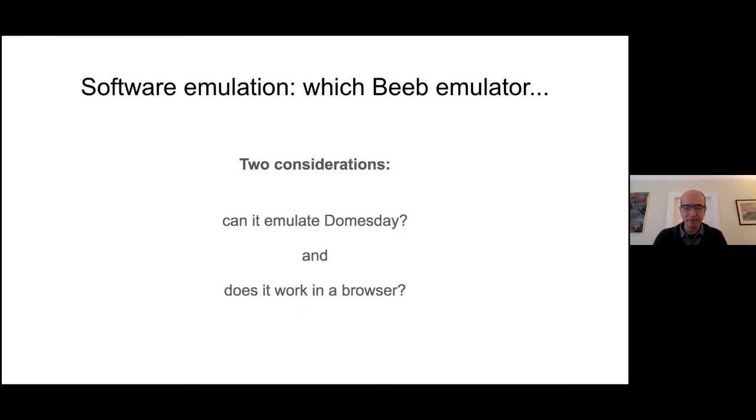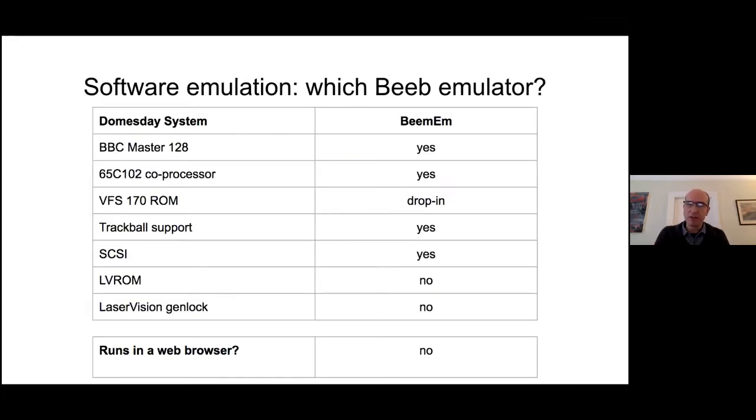So I'm thinking, well, let me look at how close each one of those is. And I did a little table and looked at what the requirements were. I quickly honed in on BeebEm. This is an example of this table where I looked, does it emulate the Master 128? Yes. The coprocessor? Can it run the ROM that runs the VFS, the file system of Domesday?